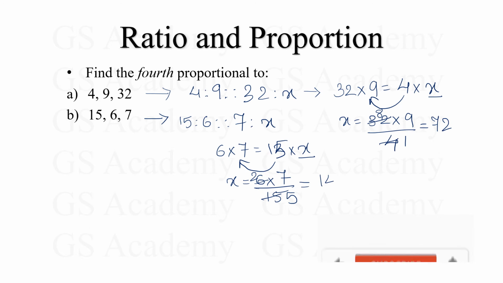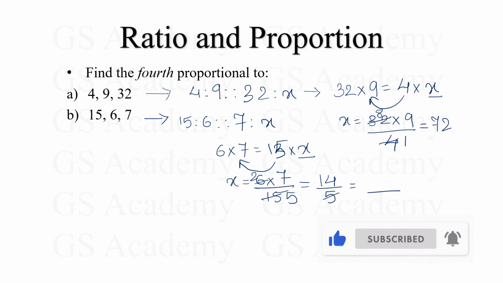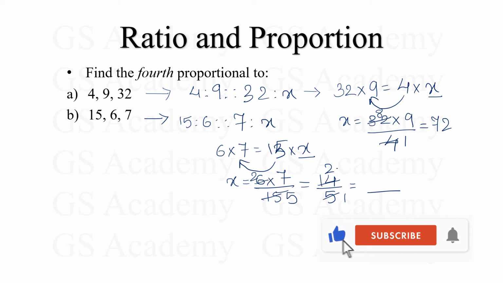So this will be 14 upon 5. Now 14 is not divisible by 5, so this will be in decimals. So 5 ones are 5, 5 twos are 10, 5 eights are 40. So 2.8 will be the fourth proportional to the second question. Now let's see the third question.